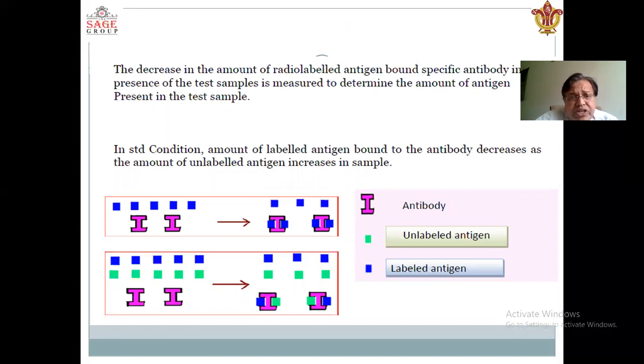In the standard condition, the amount of labeled antigen bound to the antibody decreases as the amount of unlabeled antigen increases. Here you can see green is unlabeled antigen and blue is labeled antigen. In the diagram, you have to draw this diagram in the exam when you are explaining radioimmunoassay.